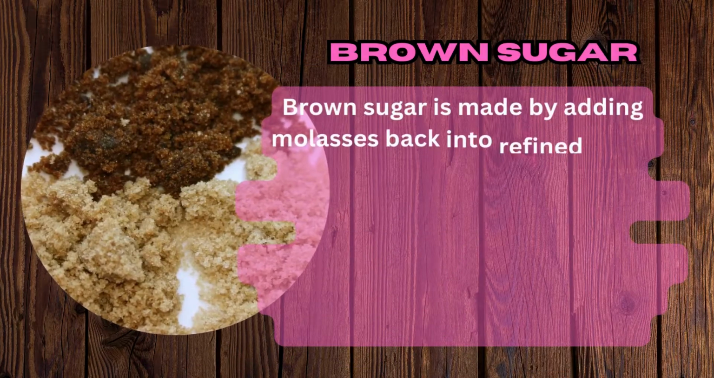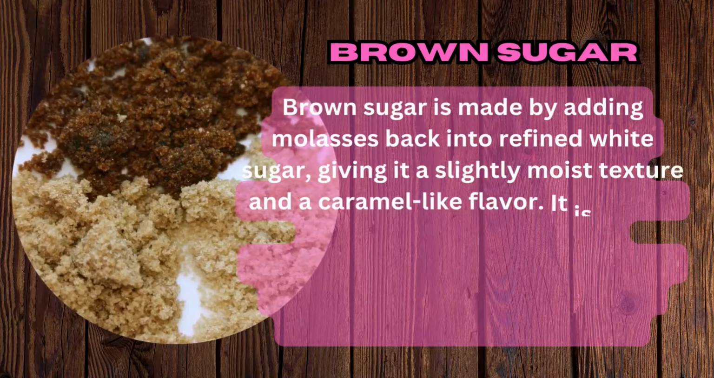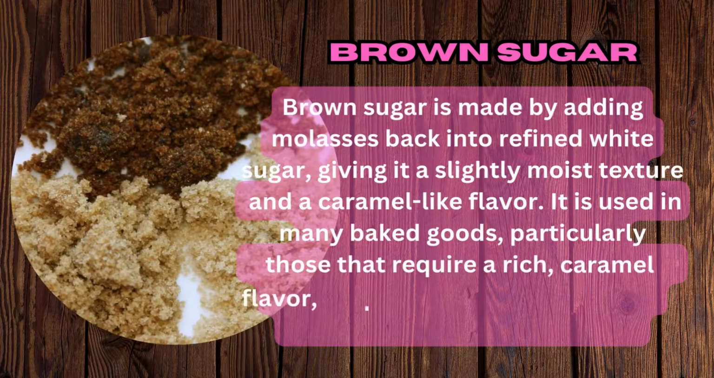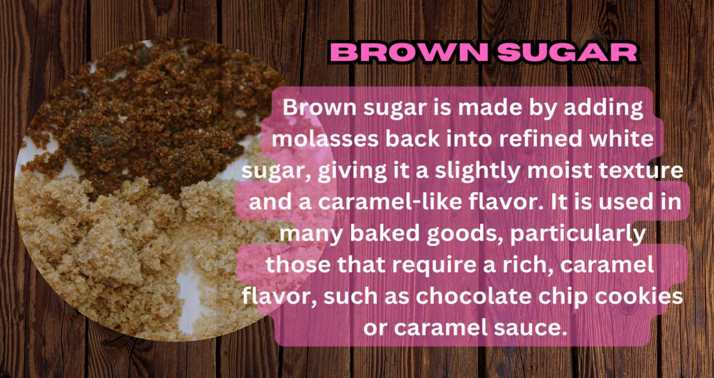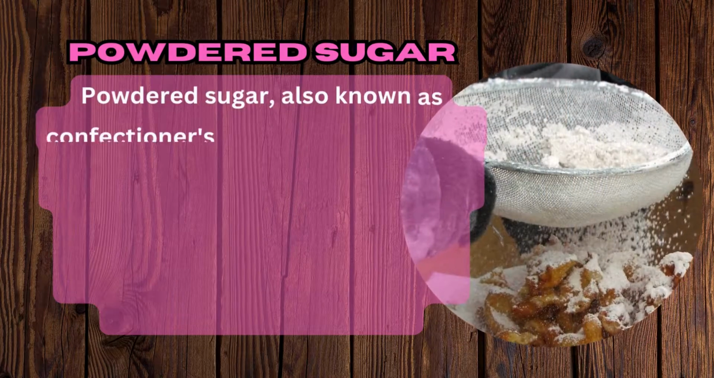B. Brown sugar. Brown sugar is made by adding molasses back into refined white sugar, giving it a slightly moist texture and a caramel-like flavor. It is used in many baked goods, particularly those that require a rich, caramel flavor, such as chocolate chip cookies or caramel sauce.